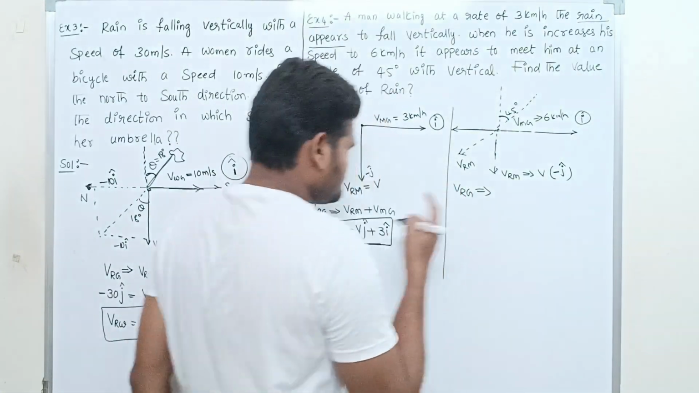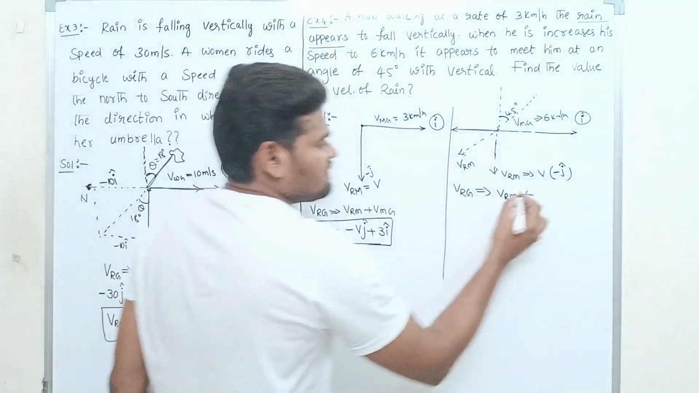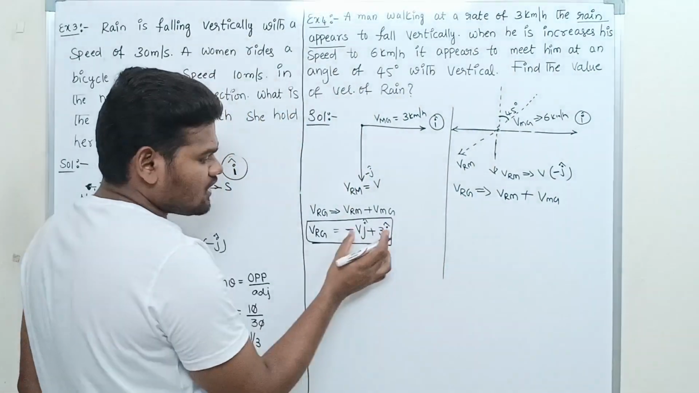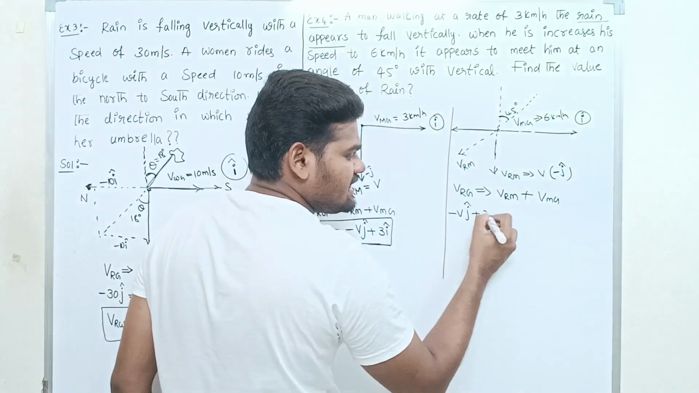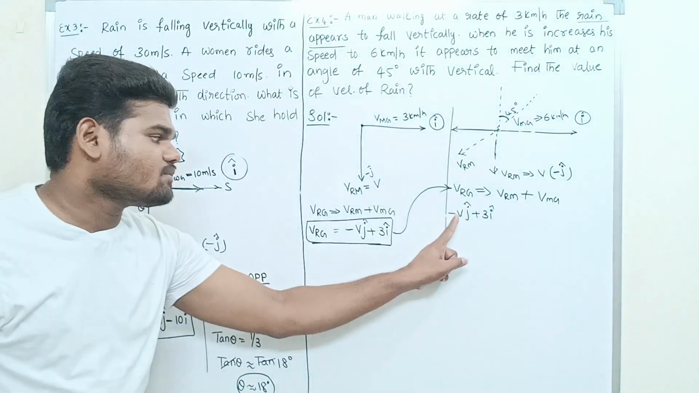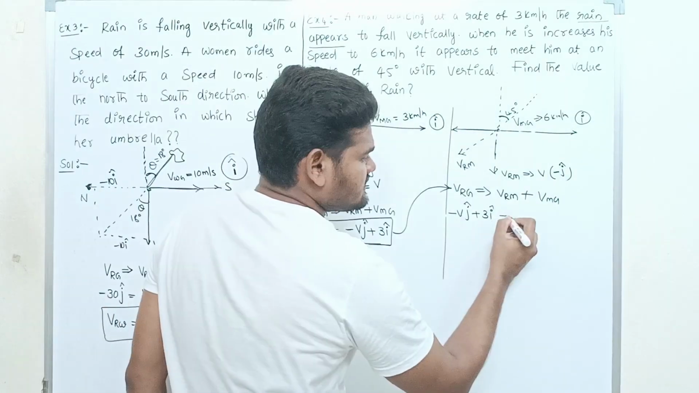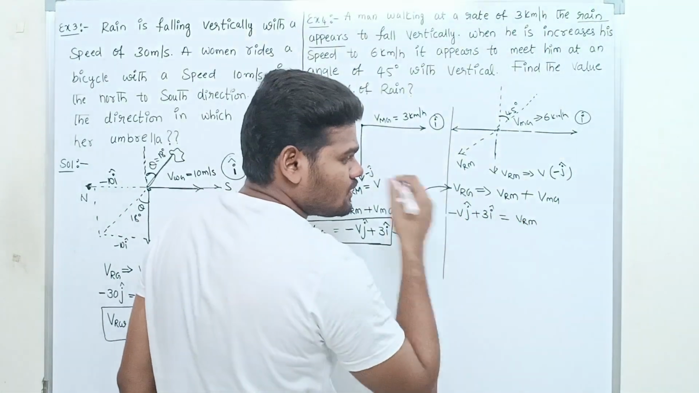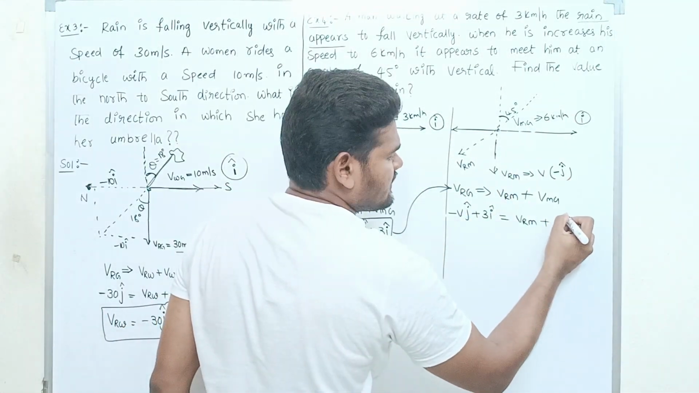So velocity of rain with respect to ground equals velocity of rain with respect to man plus velocity of man with respect to ground. Already we have velocity of rain with respect to ground as minus v j cap plus 3 i cap. I'm substituting this value here. So minus v j cap plus 3 i cap equals vrm, which we don't know, plus vmg, which is 6 i cap.